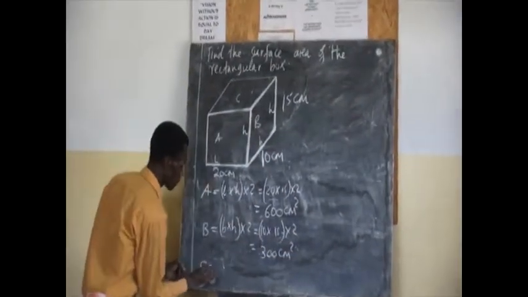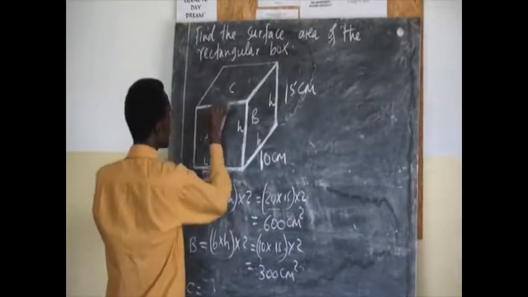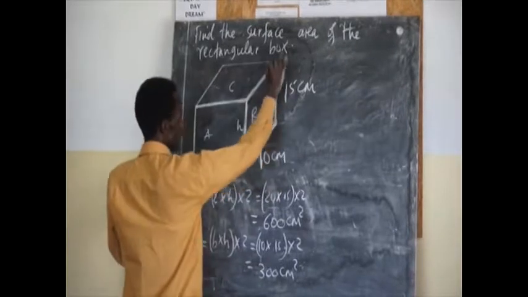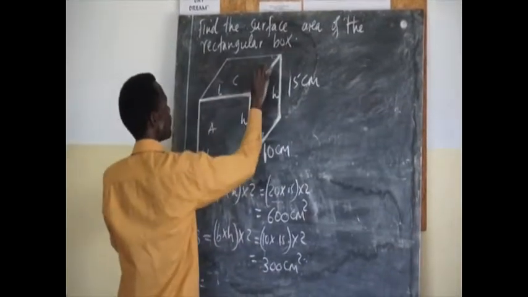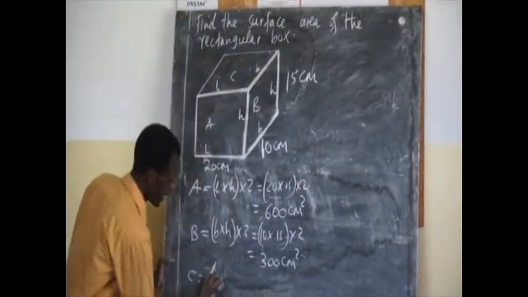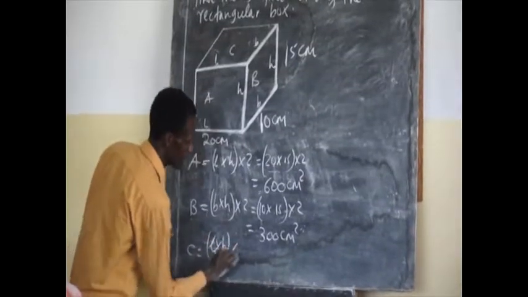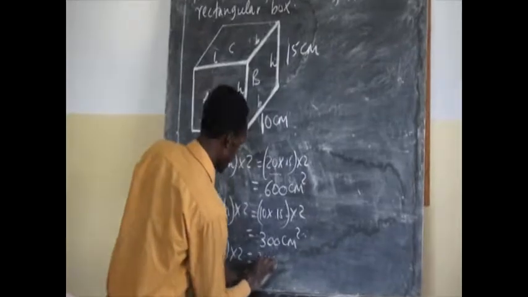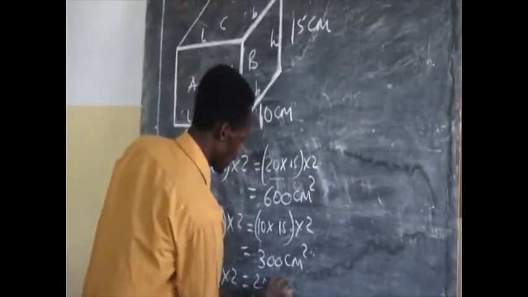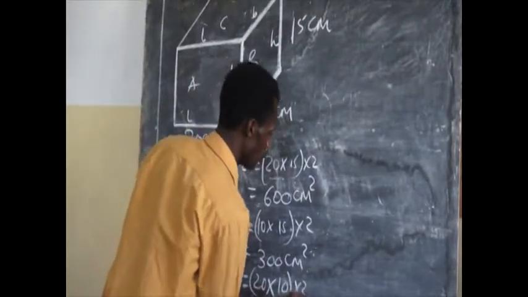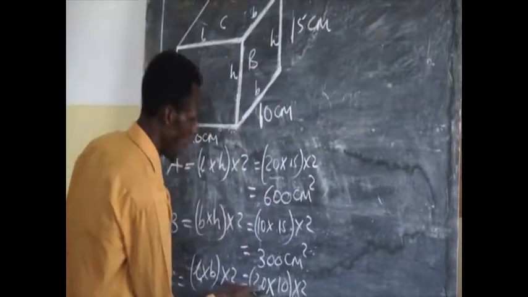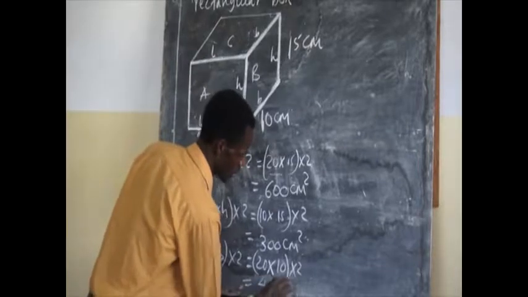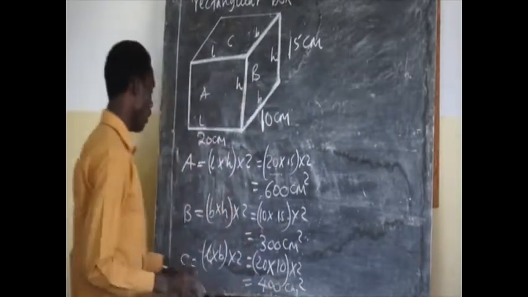Now C. Let us see. This is here and here. That is length times breadth. This is length and this is the breadth. Now it is length times breadth, times 2. Length is equal to 20, times breadth is equal to 10, times 2, which is equal to 200 times 2, which is equal to 400 centimeter square. Now that is C.